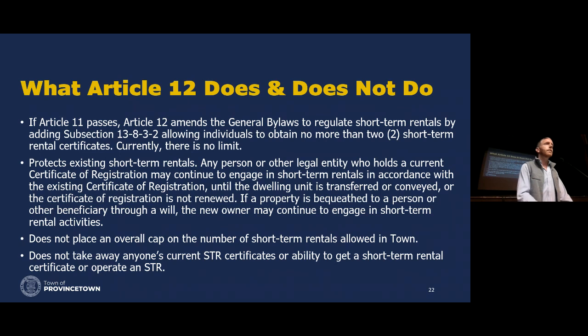Okay, well, I totally get that we don't want corporations owning multiple units to do that, but why is the number two the number that is in Article 12? I mean, why couldn't someone have three or four if maybe they live here and they have three or four short-term rental units on their same property, like the gentleman who spoke? Why is that a bad thing?